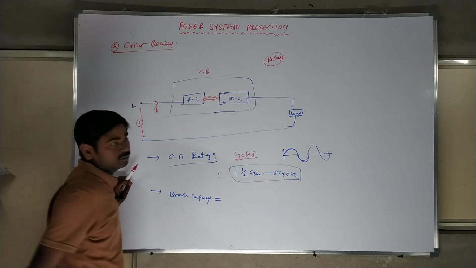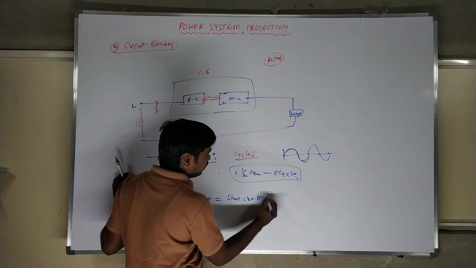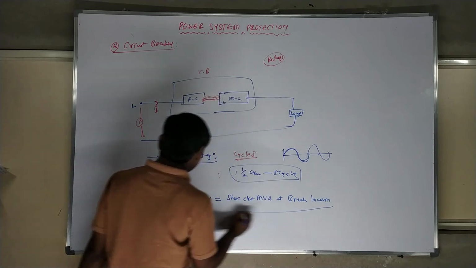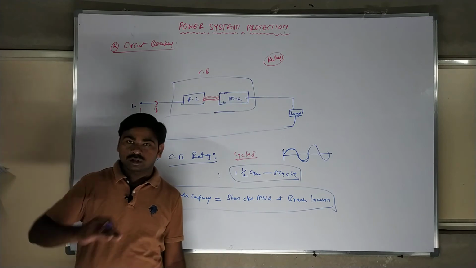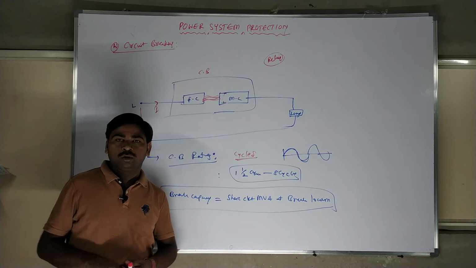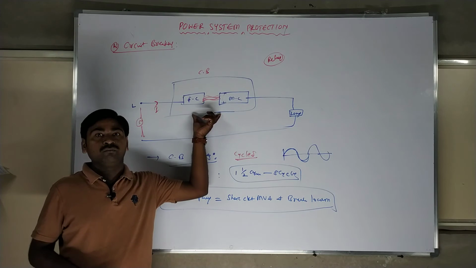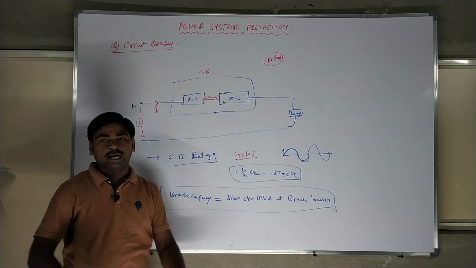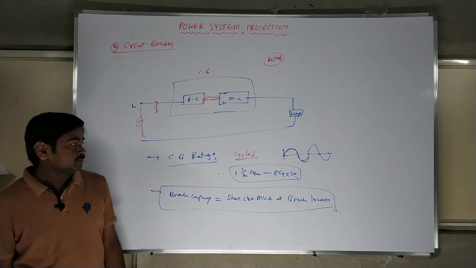The breaking capacity of your circuit breaker is the short circuit MVA at the breaker location. It means whenever a short circuit occurs, how much current will flow and how much power will be generated. Your circuit breaker should be ready to work in such a situation. That's what I wrote: short circuit MVA at breaker location. How much short circuit MVA is generated at the breaker location when a problem occurs, your circuit breaker should be ready to accept it. That's the circuit breaker capacity.